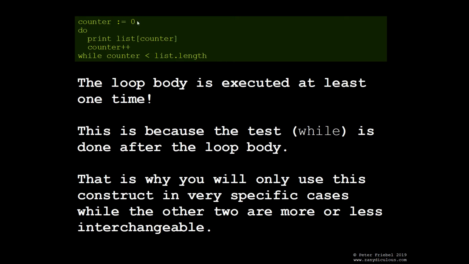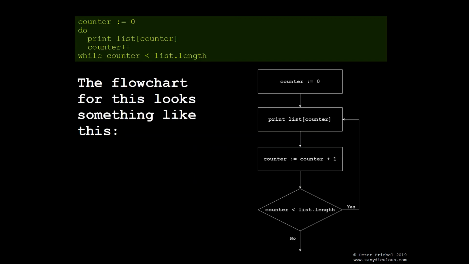Counter got initialized, then the loop construct starts with a do, and the loop body is executed without any tests. So it's done once. The test is done after the first time this is done. If counter is less than the list length, it will repeat the loop body. If not, it will continue. The flowchart for this looks something like this.